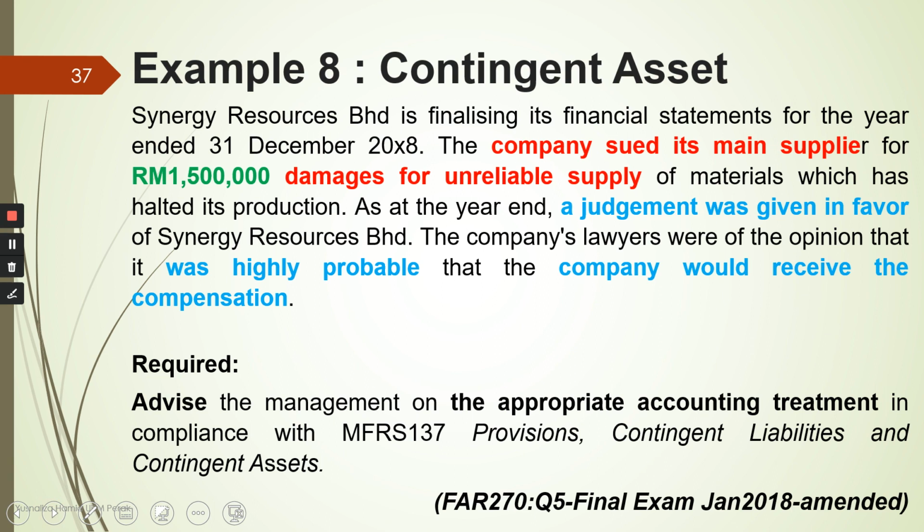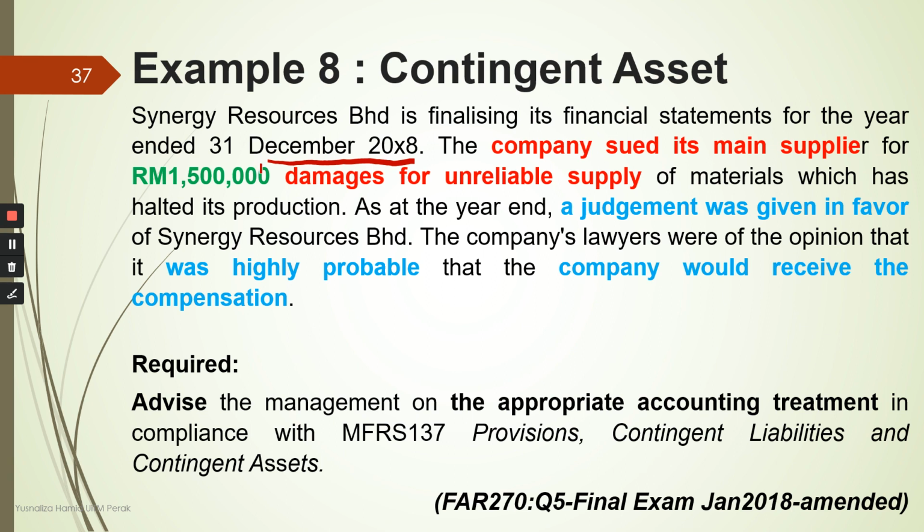Now we move on to look at the example of contingent assets. The first example is about Synergy Resources that finalized their account on 31st of December 20x8. And this is the reporting date. What happened? This is the past event, the one highlighted in red. The company sued its main supplier, that's a past event, and they are asking for a damage claim since they were supplied with unreliable material, which has halted the production.